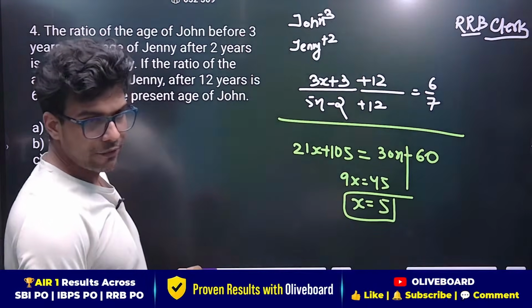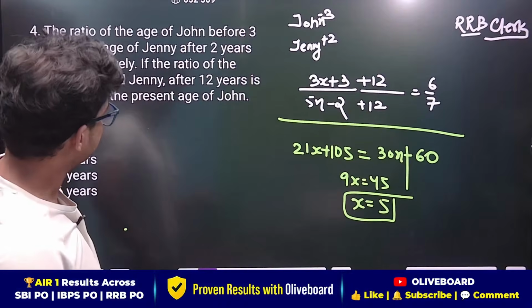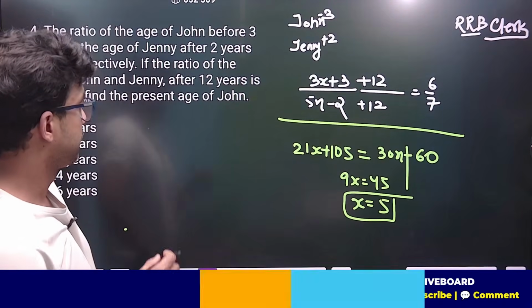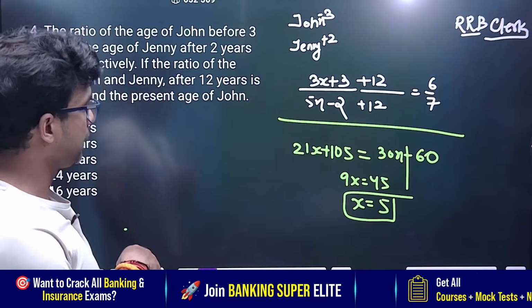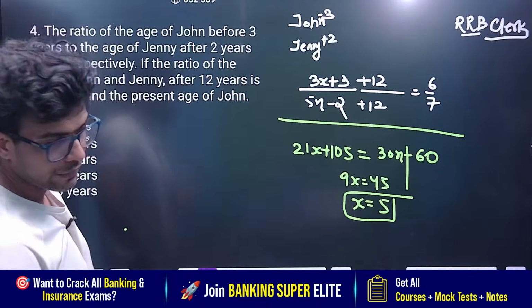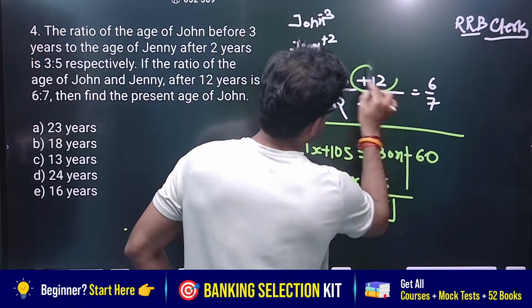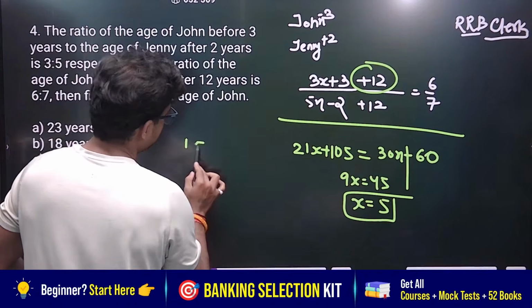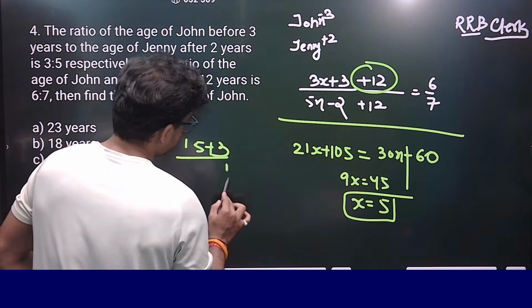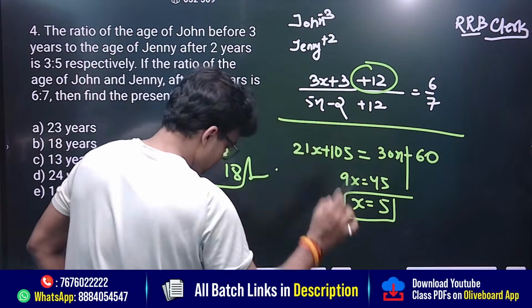Right? If x is 5, find the present age. 5 3s are 15 plus 3, 18. Because I'll not add 12. 5 3s are 15 plus 3, which is 18, is the answer.